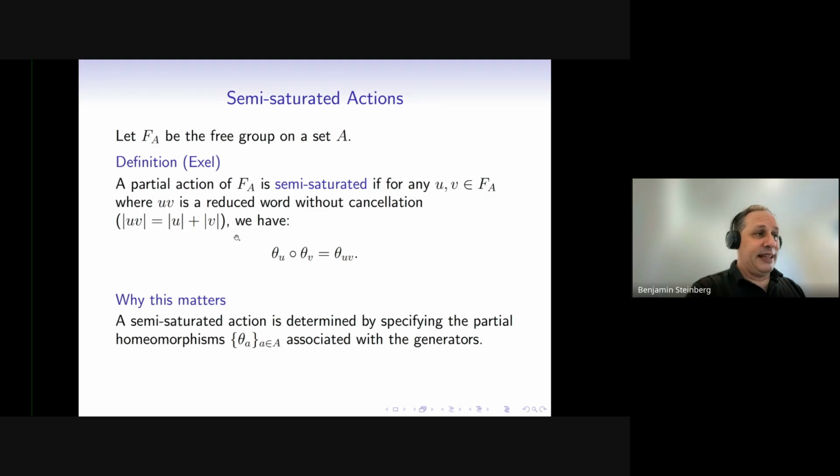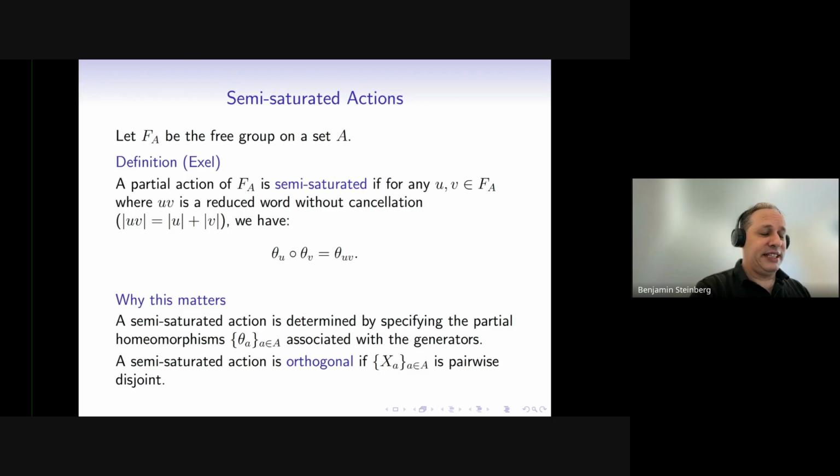For me, the main thing that's useful in this is that if u is a prefix of a reduced word uv, then the range of theta u is contained in the range of theta uv. So normally with a partial action, the range of theta u would not have to be contained in the range of theta uv. But if the product's reduced as written, then it does. And that's what ends up being what I use in the paper the most.